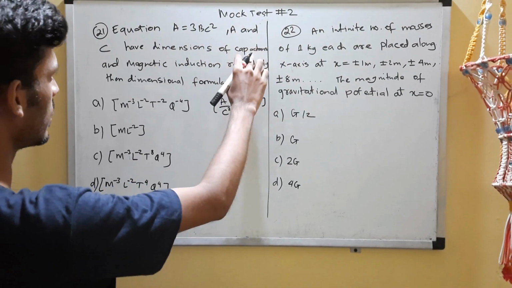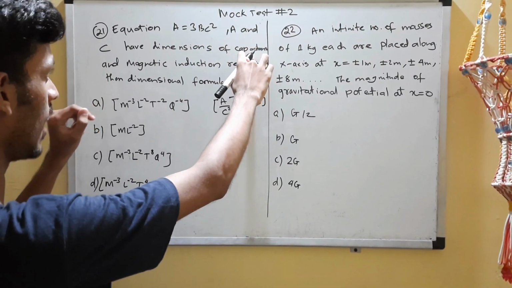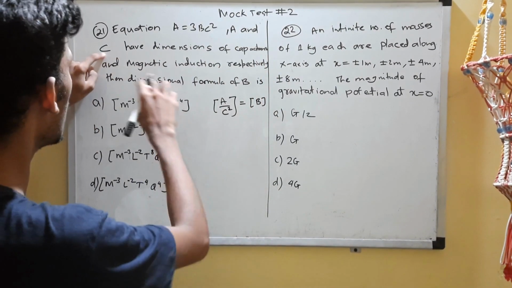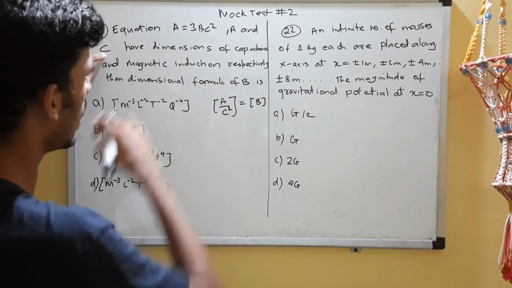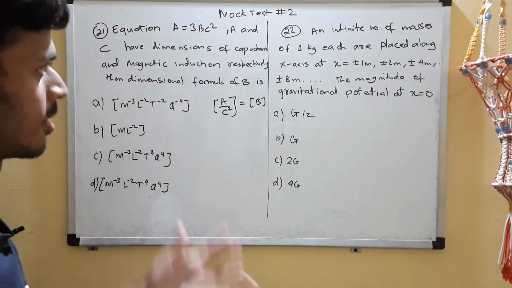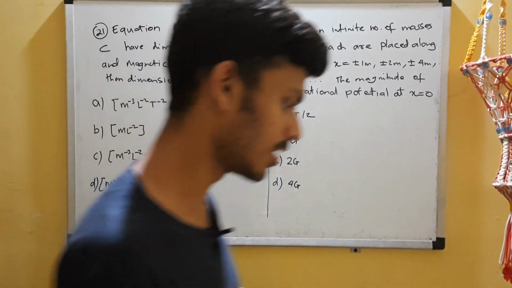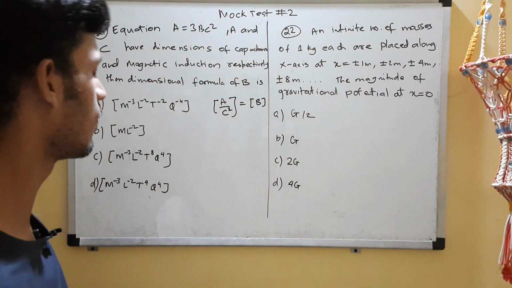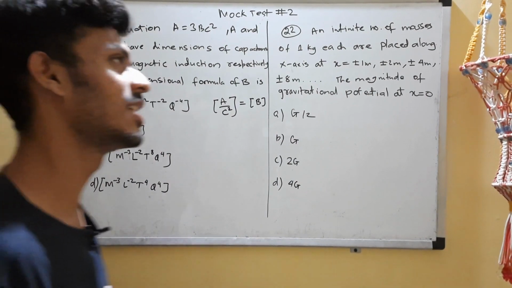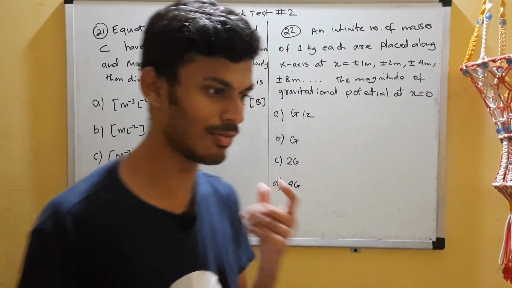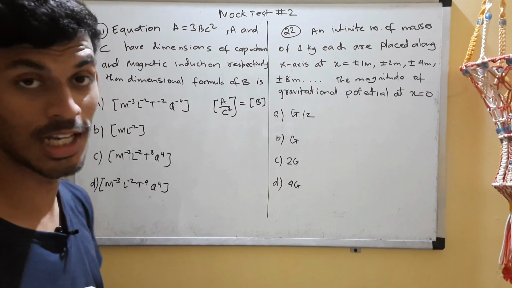So A has the same unit, same dimension as that of capacitance, and C has the same dimensional formula as that of magnetic induction or magnetic field. So first let us find out the dimension of capacitance and magnetic field. Now for capacitance, what is the best formula to find dimensions? A epsilon naught by D?